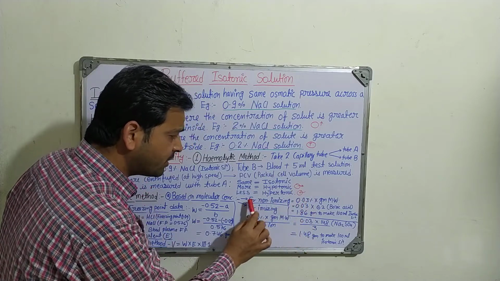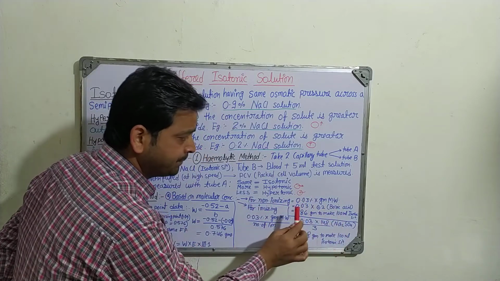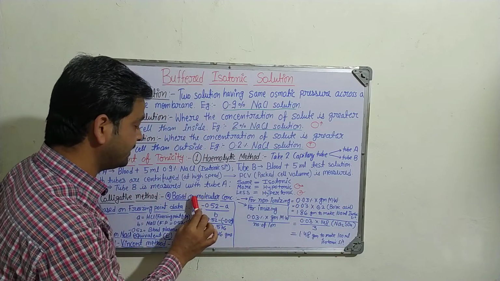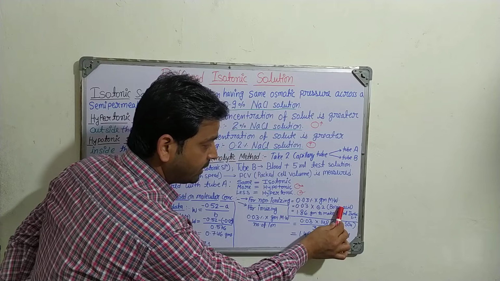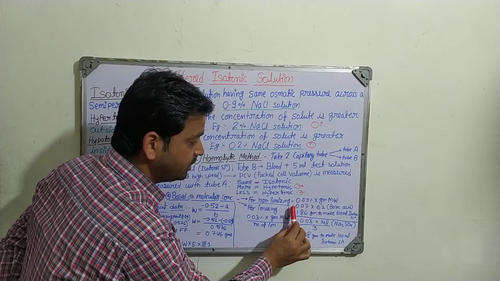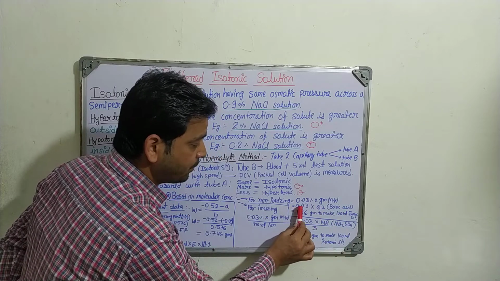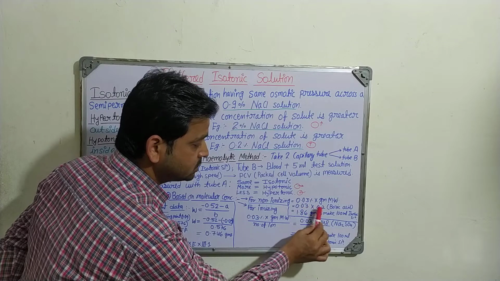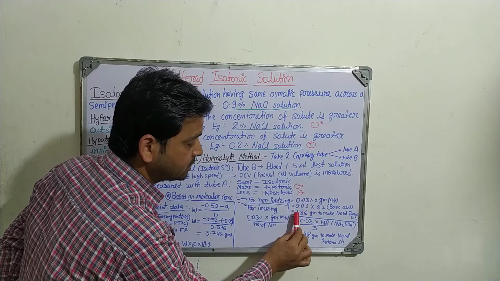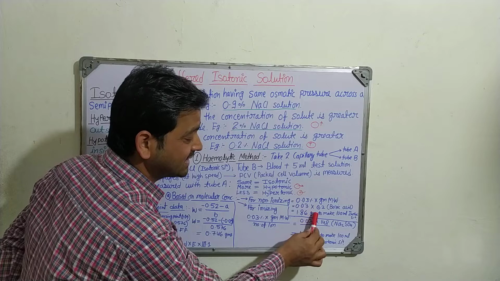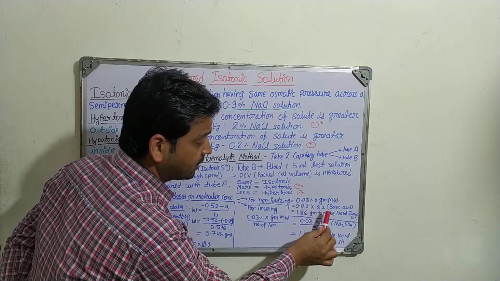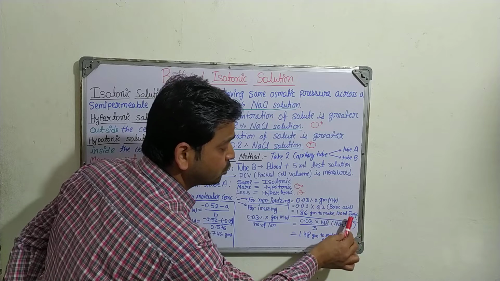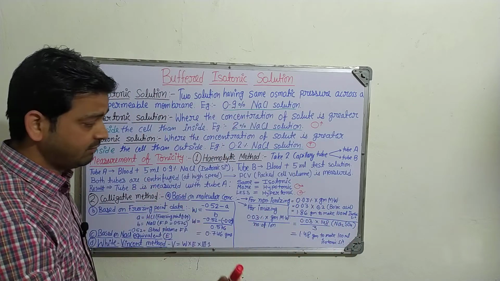Now for non-ionizing, example, boric acid. Because we are considering based on the molecular concentration, what is the molecular weight of boric acid? 62. So in this formula we will put 0.03 into 62. If you solve this one, 1.86 gram is coming. So 1.86 gram of boric acid is required to make 100 ml isotonic solution of boric acid. Like that we will find out.